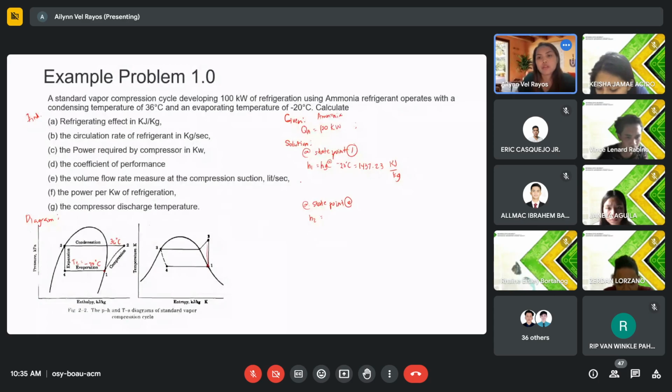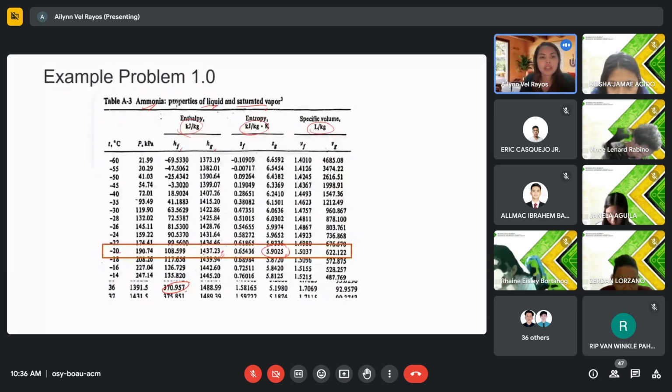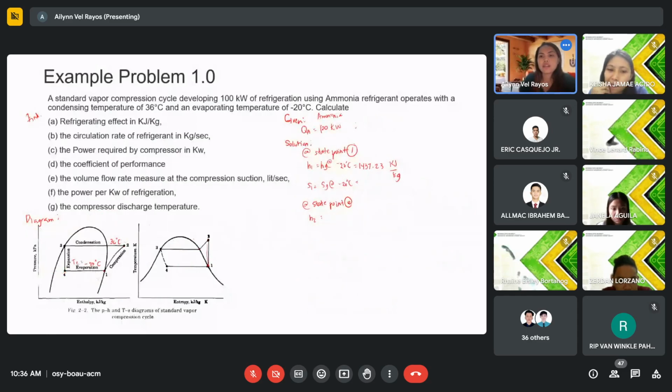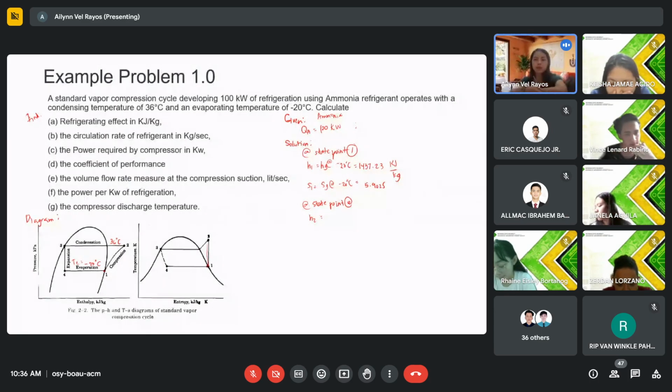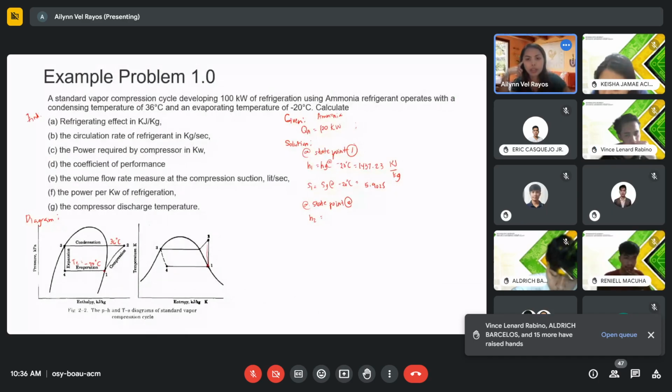So, going back to state point 1, let us get S1. It is also saturated vapor, so SG at negative 20 degrees Celsius. Looking at the table, SG at negative 20 is 5.9025. Let me write it here. Okay, clear? Take a look at the table too, so you are aware. Raise your hand if clear. Okay, hands down.